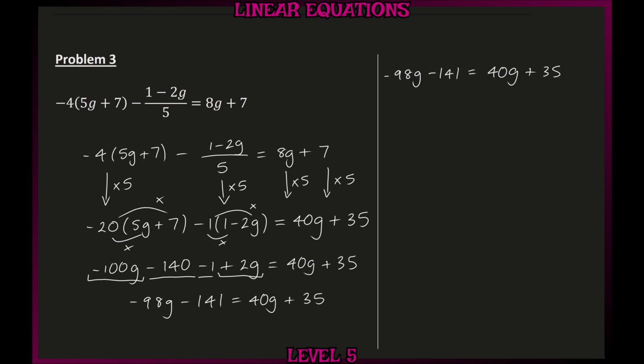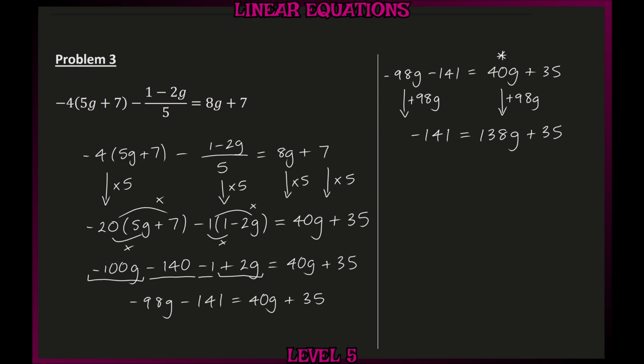Now since we have unknowns on both sides of the equation, we'd like to collect them on the side where we start with the most, and in this case it's on the right where we have 40g, because 40 is greater than minus 98. So this means that we'd like to remove the minus 98g from the left, and we can do this by adding 98g and doing exactly the same on the right. Now on the left, the minus 98g and the plus 98g cancel out to leave us with minus 141, and on the right, 40g plus 98g gives us 138g, and we still have a plus 35 there.